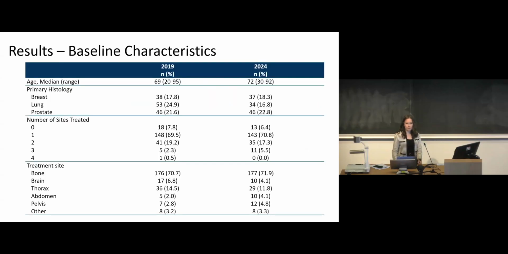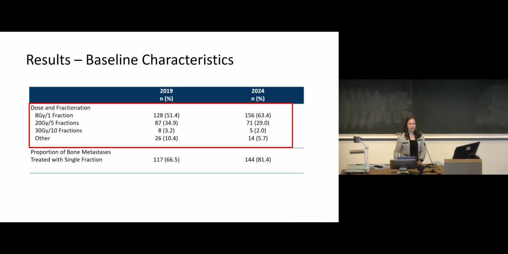Moving into our results, I'll start with our baseline characteristics. So the median age of our patients in both cohorts was around 70. The most common primary histologies were breast, lung, and prostate. The majority of patients received treatment to one site, and the most common site treated was the bone. The most common dose and fractionation used was 8 gray and 1 fraction, and we did see that the proportion of bone mets that were able to be treated with a single fraction of radiation increased from 66 to 81% between the 2 cohorts.